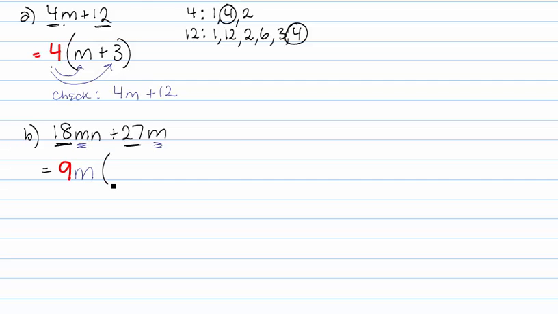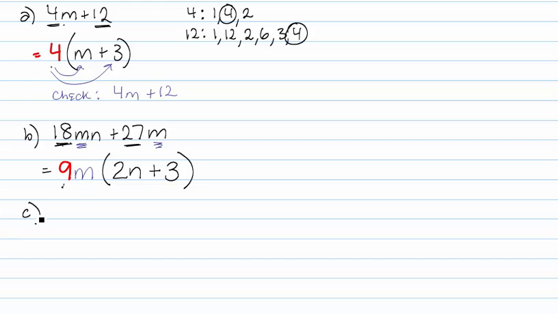Now draw a bracket, start with the numbers. 9 times what is 18? That's 2. The m is already there, but we need the n. We have a positive, so positive goes there. 9 times what is 27? The answer is 3, and the m is already there, so we close our brackets up. Again, in your head, 9m times 2n is 18mn, 9m times 3 is 27m, so that you know you're correct.